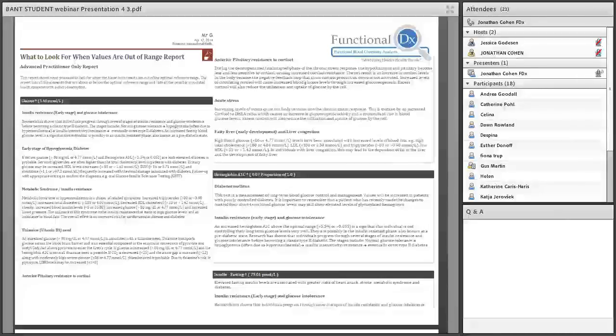So in this case, what do you look for? If glucose is elevated, what does it mean? Consider insulin resistance. Consider early stages of hyperglycemia or diabetes. Consider metabolic syndrome or insulin resistance. Thiamine, vitamin B1 need. Is there a resistance in the anterior pituitary gland to cortisol? Is there acute stress going on? Is fatty liver a problem?